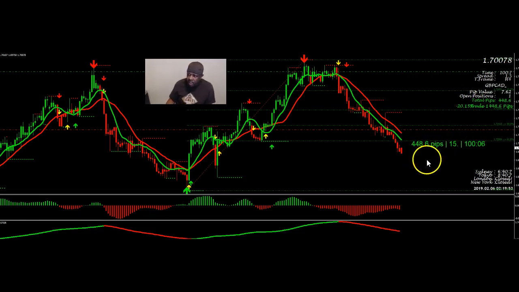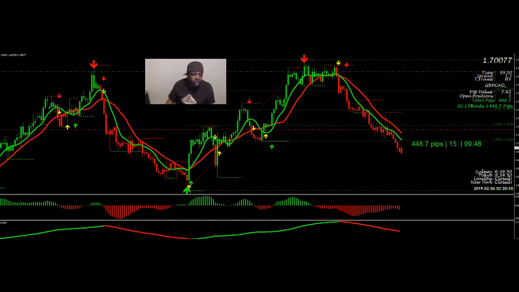But anyway, as you can see, this thing is literally moving, and I am up 440 now. See, 449 pips on this trade. All I did was get right in on the triple arrows on the GBP CAD. It's right here, and I waited, and it dropped in my favor.